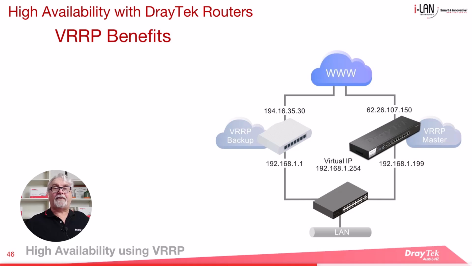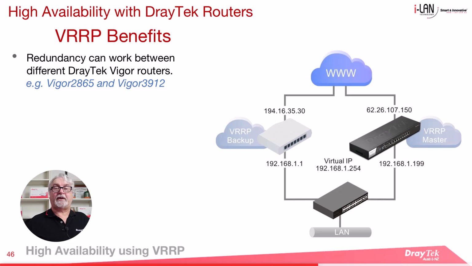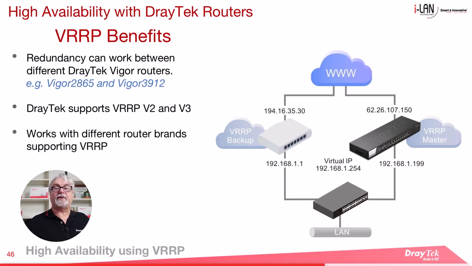Using VRRP offers several benefits. One significant advantage is that you can utilize two different DrayTek routers, such as a Vigor 3912 as the master router and a Vigor 2865 as the backup router. Although router configurations vary, the backup router can still provide internet access to devices on the LAN using a shared virtual IP address. DrayTek routers are compatible with both VRRP versions 2 and 3, allowing them to work with routers from different brands to ensure network redundancy and continuous internet access in the event of a primary router failure.